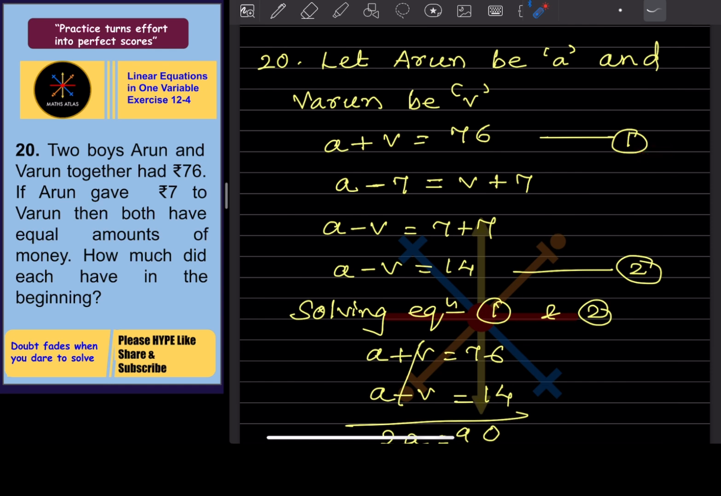If Arun gives 7 to Varun, what will happen? From A, Arun's amount, 7 rupees will be less, so A minus 7. And Varun's amount will become V plus 7, because Arun is giving 7 rupees to Varun. So this is the important equation. After arranging this, we get A minus V will be 7 plus 7. So A minus V is going to be 14. So this is equation number 1 and this is equation number 2.